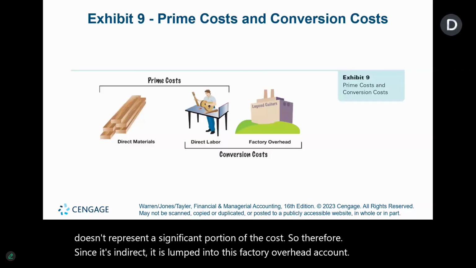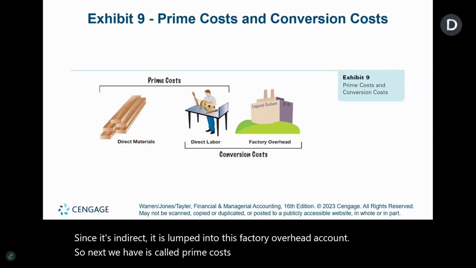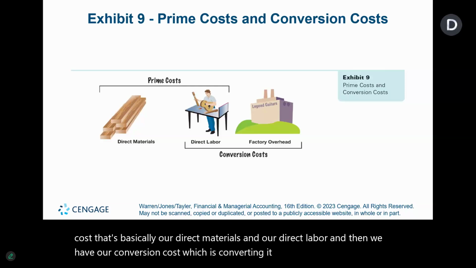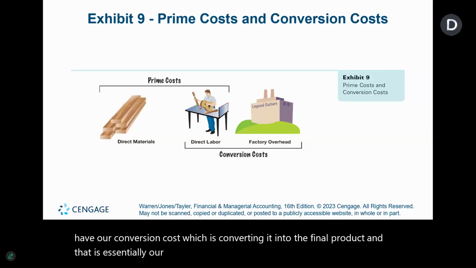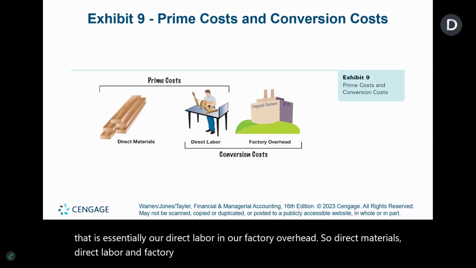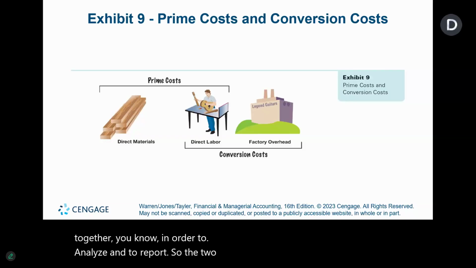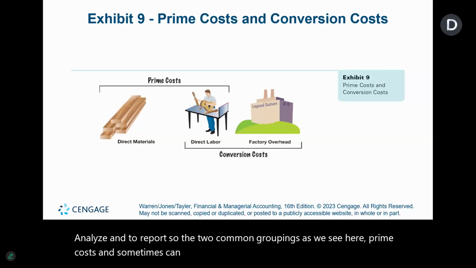So next we have what's called prime costs and conversion costs. Our prime costs are basically our direct materials and our direct labor. And then we have our conversion costs, which is converting it into the final product. That is essentially our direct labor and our factory overhead. Direct materials, direct labor, and factory overhead costs can sometimes be grouped together in order to analyze and report. So the two common groupings are prime costs, sometimes referred to as DM, direct materials, and DL, direct labor.